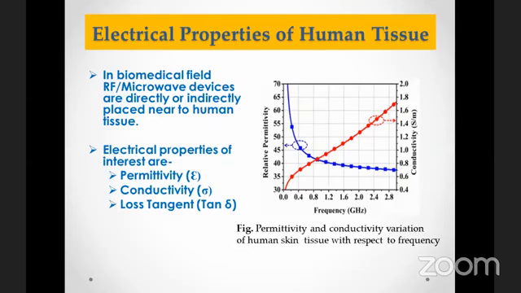The RF and microwave devices are placed near to human tissue, and it actually measures the relative permittivity and other electrical properties of the human tissue. And on the basis of any variation, its abnormalities, that is the abnormalities within the tissue, are sensed by the system.